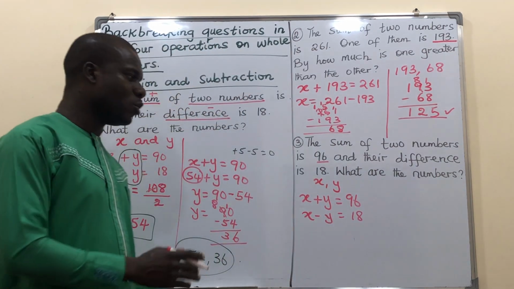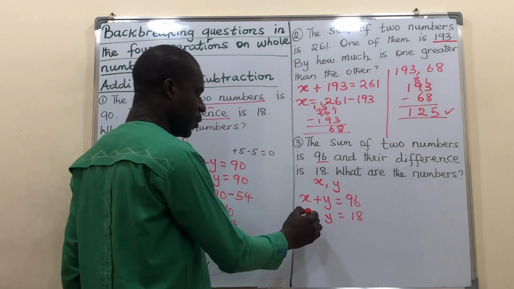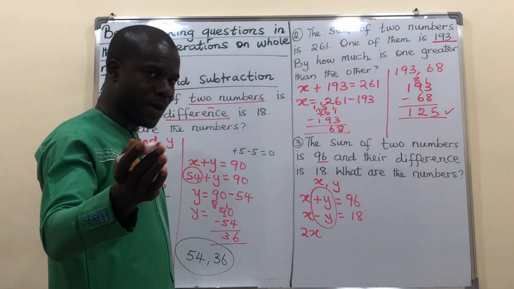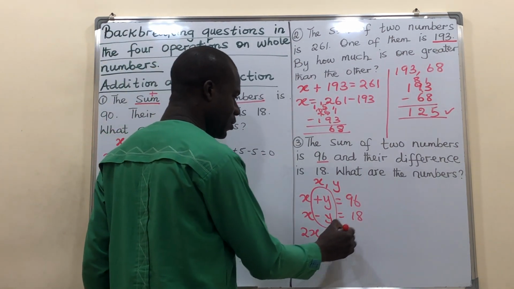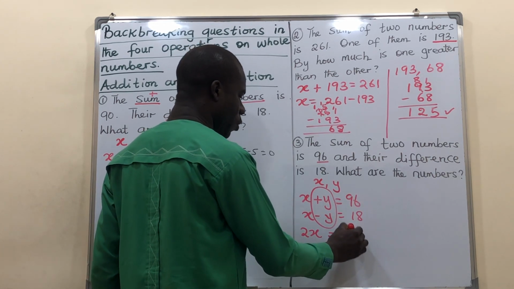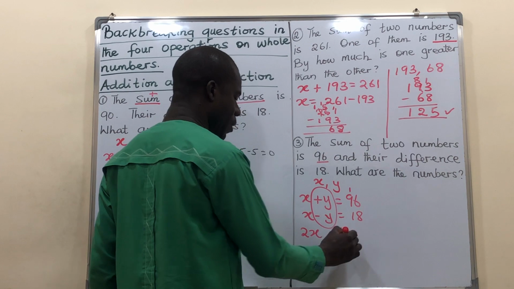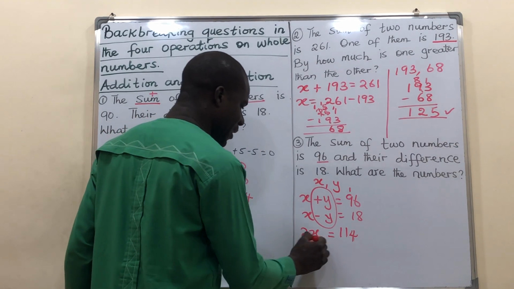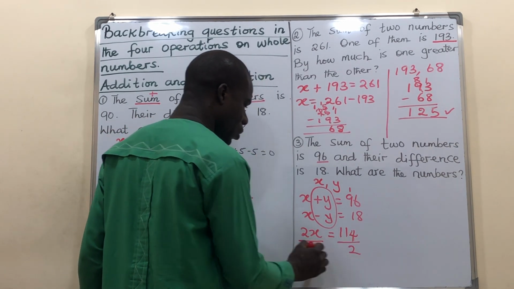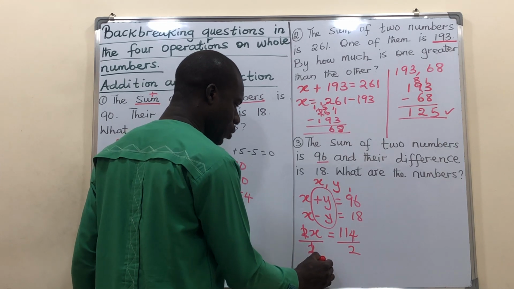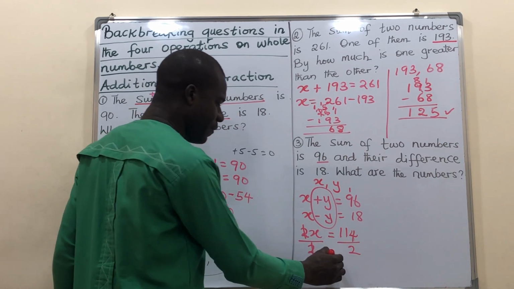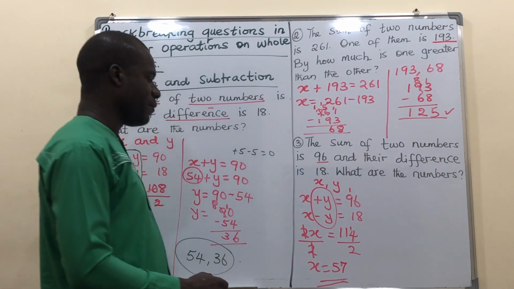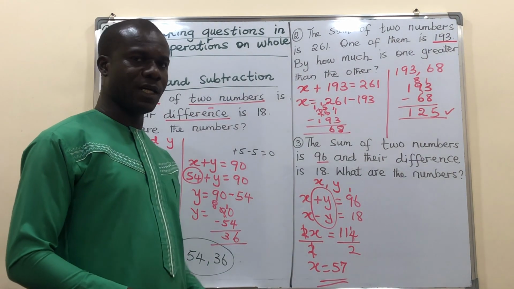At this point, we need to sum up the equations. x plus x will give me 2x, plus y minus y will give me 0. Remember what I explained in example 1. Now let's sum this up. 8 plus 6 is 14. 4, you put 1 here, 9, 10, 11, so 114. To get the value of x now, I'm going to divide both sides by 2. 2 cancels 2. x equals 114 divided by 2. 11 divided by 2 will give me 5, remainder 1. Put it on top here. 14 divided by 2 is 7. So if you divide 114 by 2, you are going to get 57 as your answer.